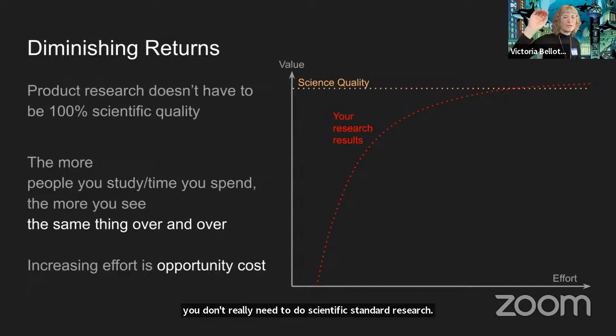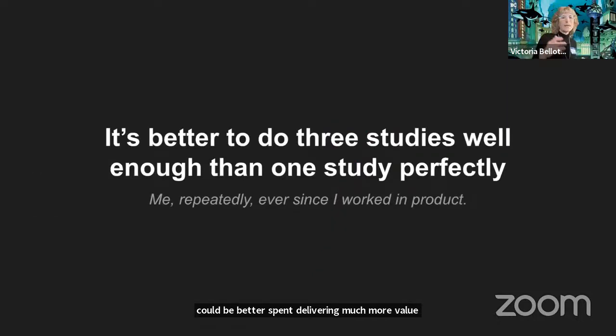And every additional bit of polishing and refinement you're doing on your wonderful study could well be an opportunity cost. It gets to the point where your time could be better spent delivering much more value somewhere else where they don't even have a study yet. So this is a quote by me. It's better to do three studies well enough than one study perfectly, or name your number of studies you can get done in the space of one scientific study. It could be more than that.